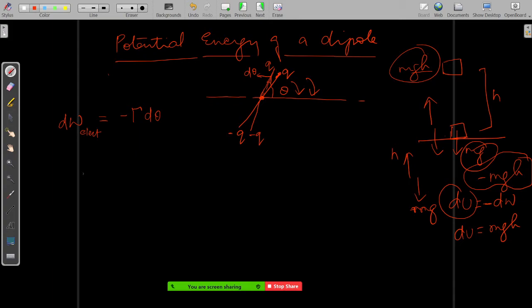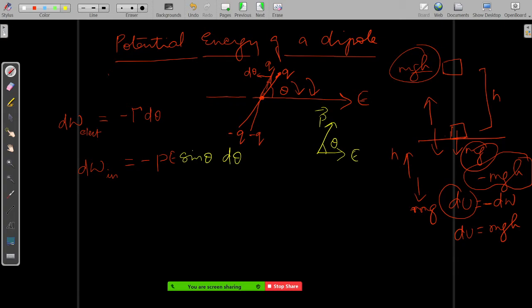So what is the torque basically? In the case of a dipole, the torque basically is P cross E. So this is the internal force, equal to minus P cross E. P is in this direction, E is here, and the angle at that particular position is theta. So that is basically P E sine theta d theta, correct?